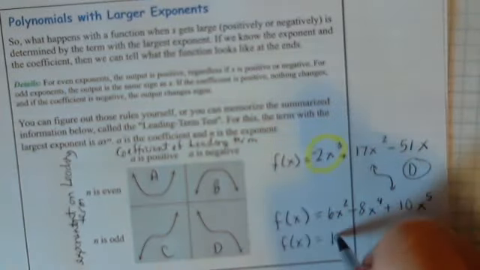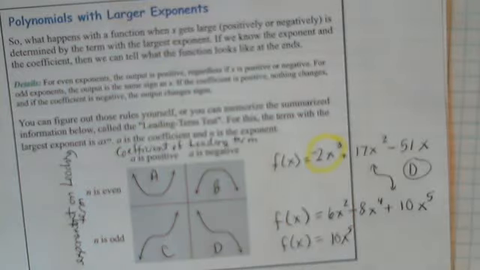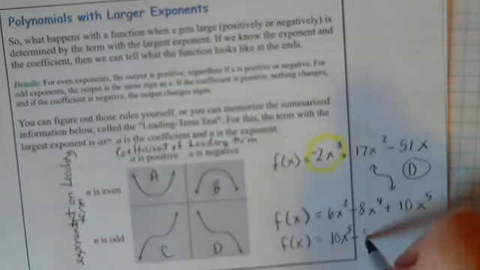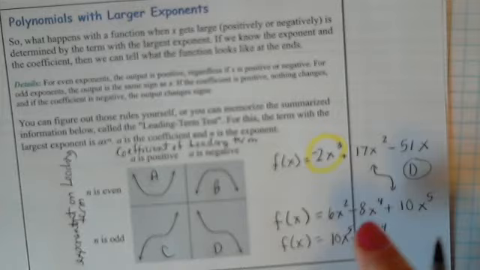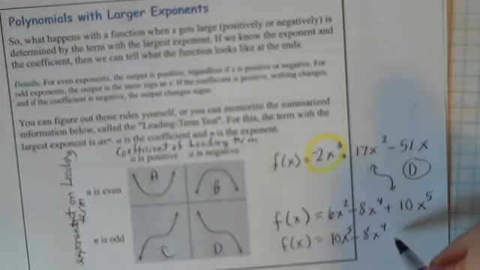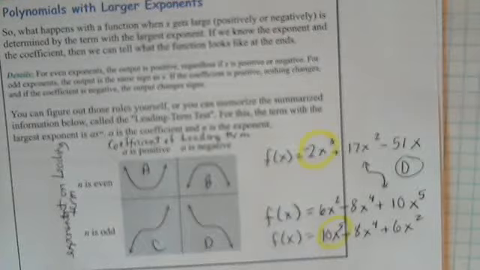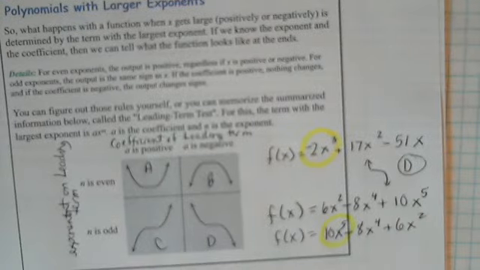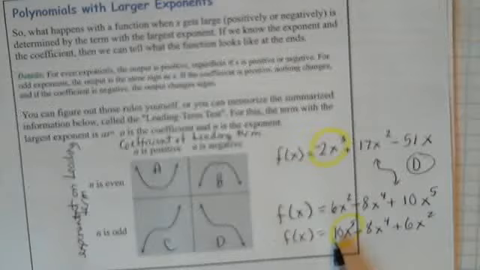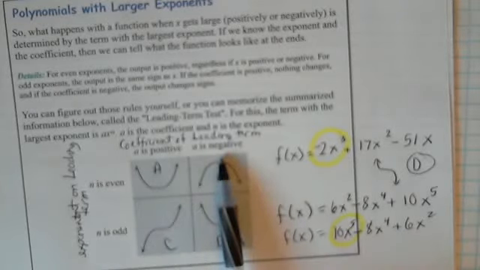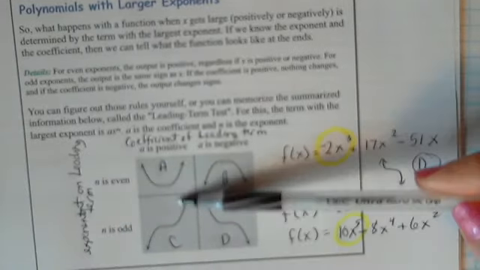And it would be 10x to the fifth power because it has the highest exponent. Then we'd have minus 8x to the 4th power, because there's a minus sign in front of it, and then plus 6x squared because there's nothing in front of it. So now we have our leading term right where it's supposed to be, leading the polynomial, and we can just go to our chart now and identify the two things. The coefficient of that term, the a value, is it positive or negative? And it is positive, so we'll be looking in this column.